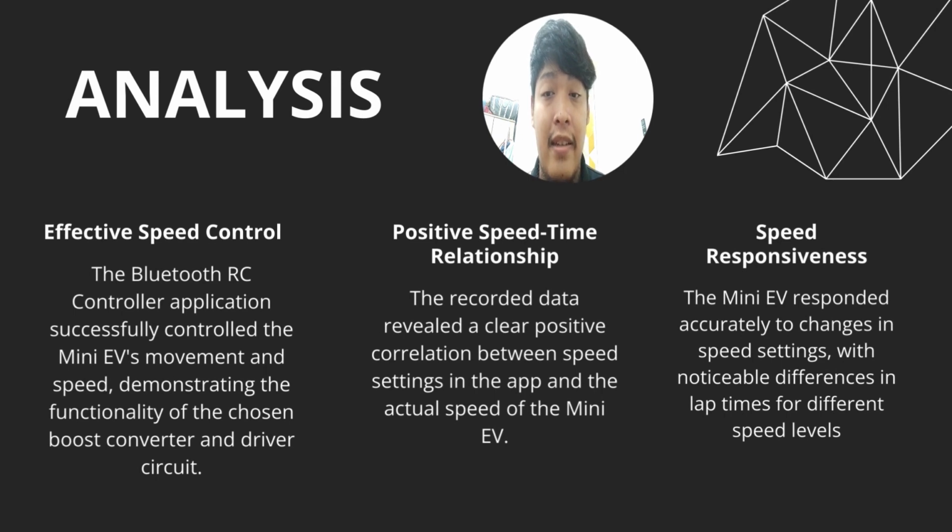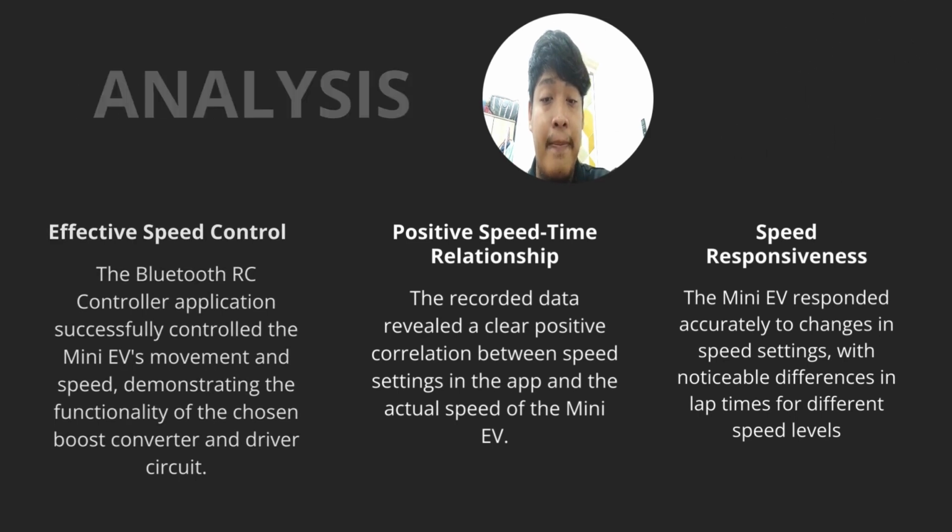For the analysis, the first one is effective speed control. The Bluetooth RC controller application successfully controls the mini EV's movement and speed, demonstrating the functionality of the chosen boost converter and driver circuit. The second one is positive speed-time relationship. The recorded data reveal a clear positive correlation between speed setting in the app and the actual speed of the mini EV. The last one is speed responsiveness. The mini EV responds accurately to changes in speed settings with noticeable difference in lap times for different speed levels.